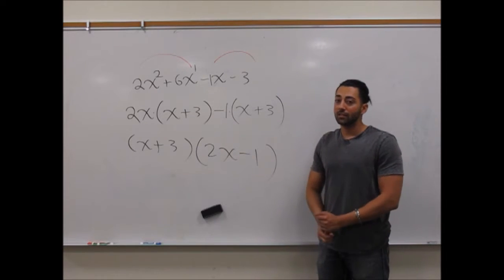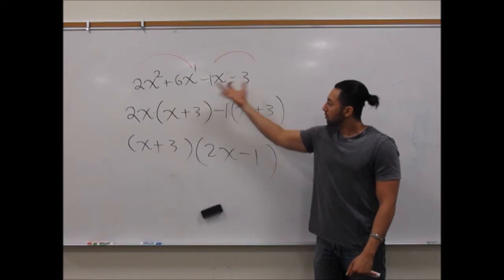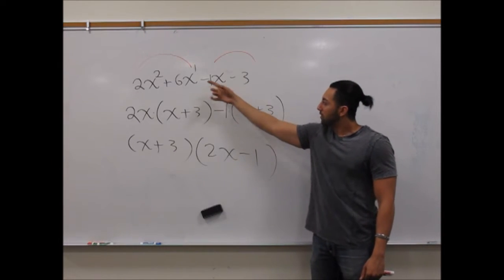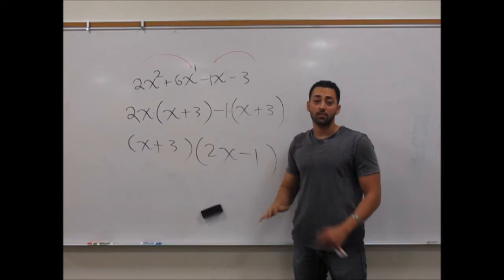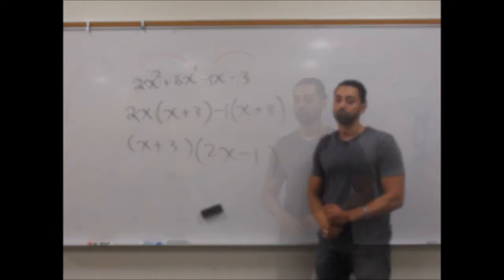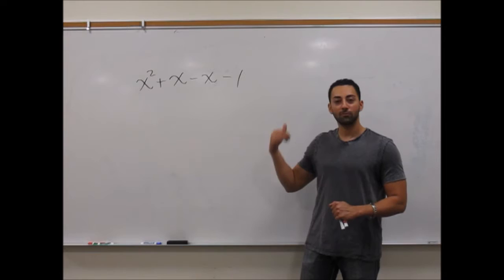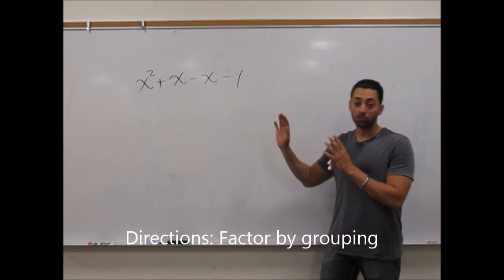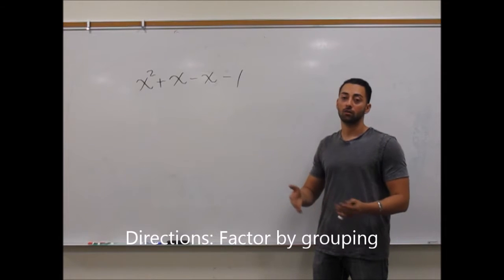The hardest it's going to get is, it might not always be on the right side, it might be on the left side, but it's just how am I going to factor it so the inside of the parentheses match up exactly. Okay, so another example of factoring by grouping. So why don't you guys go ahead and attempt this, and then I'll go over it with you.